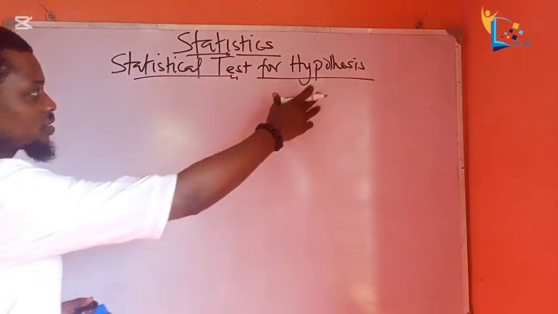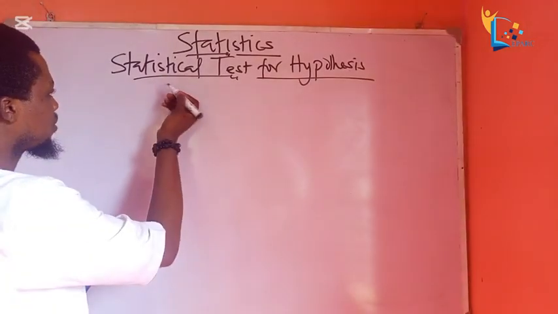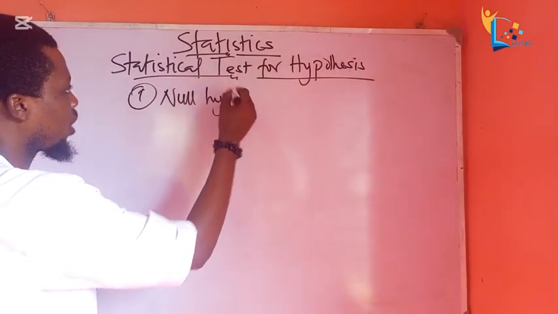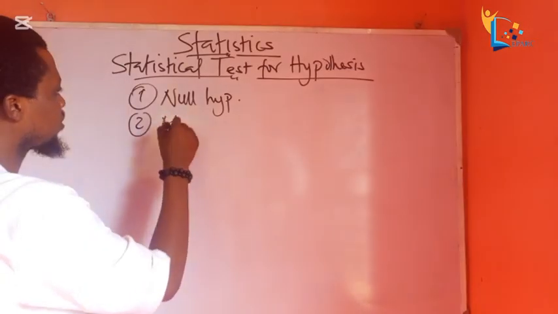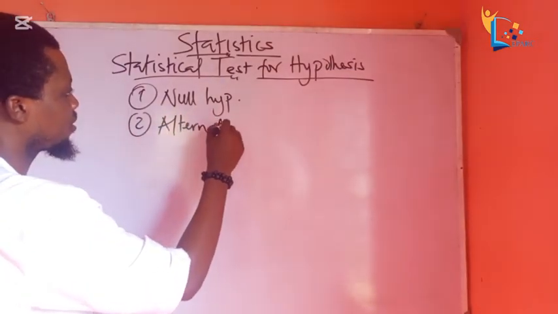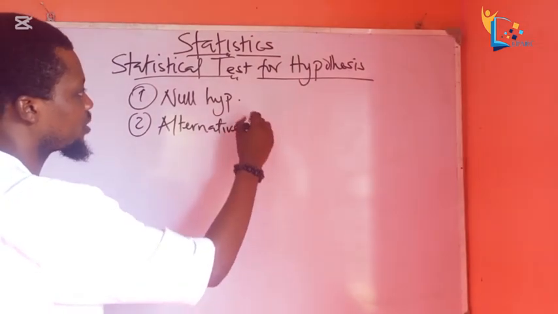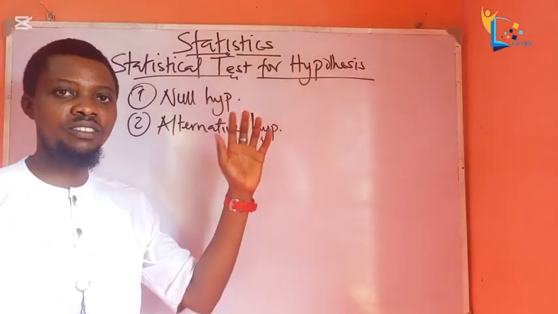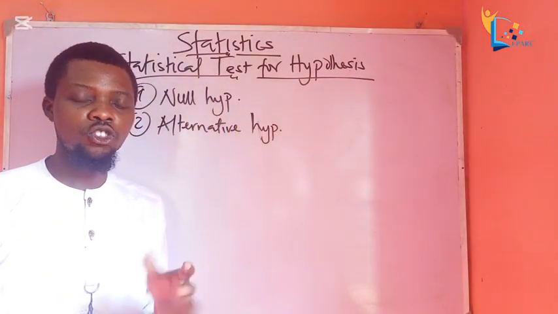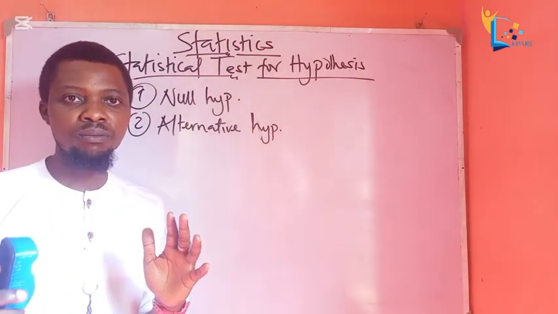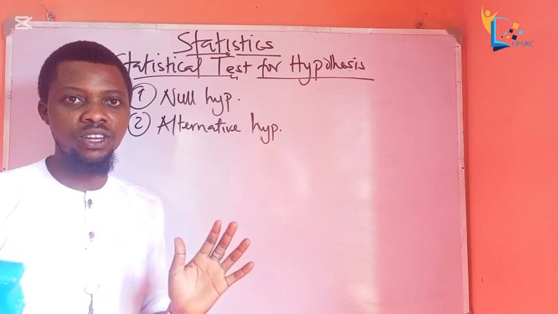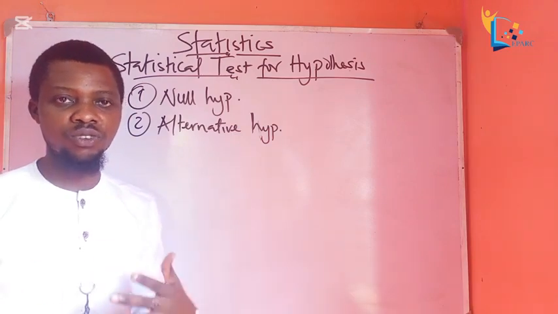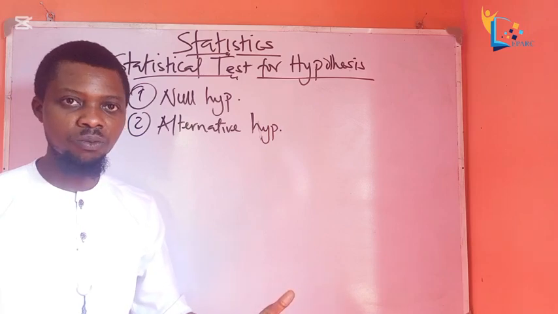Now, when we talk about hypothesis testing, we have two types of hypothesis, okay? We have number one, what we call the null hypothesis, and the alternative hypothesis, okay? Now, the null hypothesis is the hypothesis being tested, okay? It is usually stated in the form of no difference, okay? When we say something is equal to something, we are saying no difference in that.